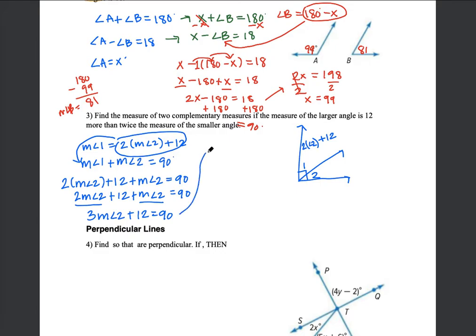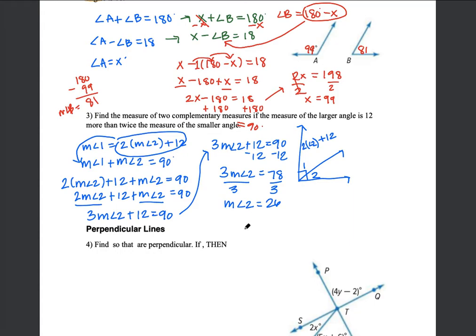Okay, I'm going to write this up here. So then I have 3 times the measure of angle 2 plus 12 is equal to 90. I'm going to subtract 12 on both sides. So then I have 3 times the measure of angle 2 is equal to, what's 90 minus 12? 90 minus 12 is 78. I want to get the measure of angle 2 by itself. I'm going to divide by 3 on both sides. So that means the measure of angle 2 is equal to 26.